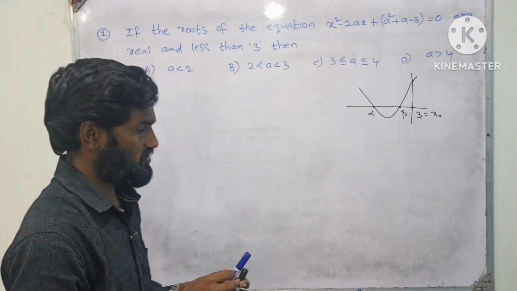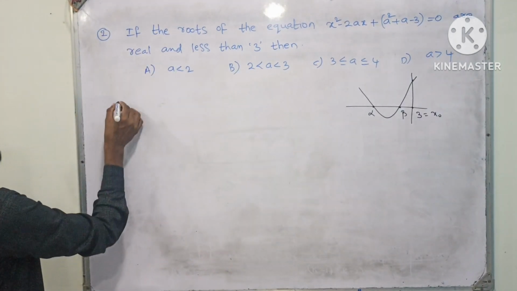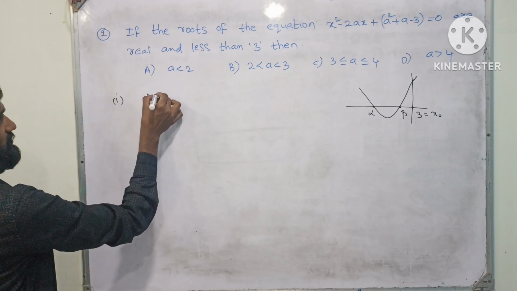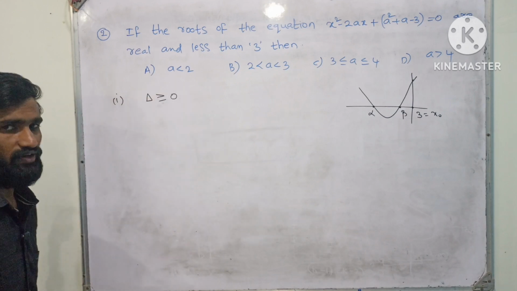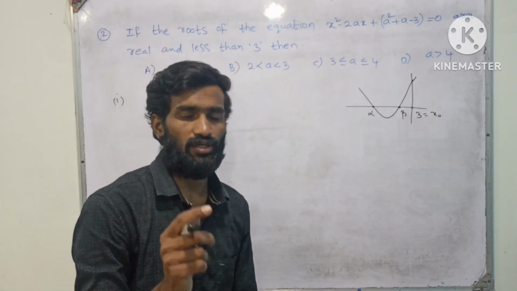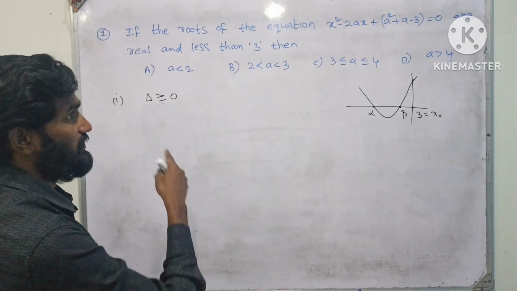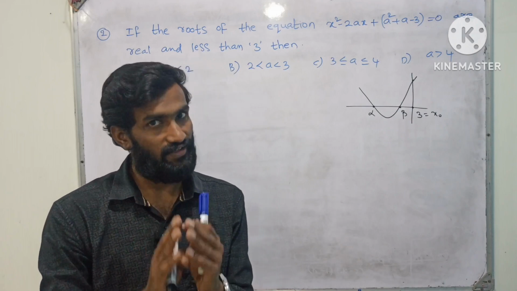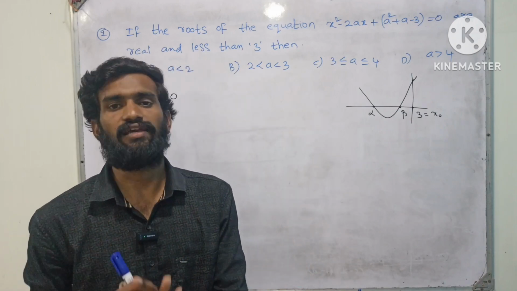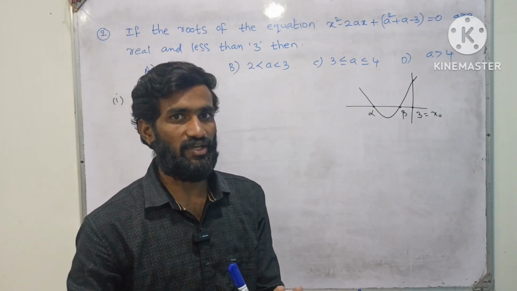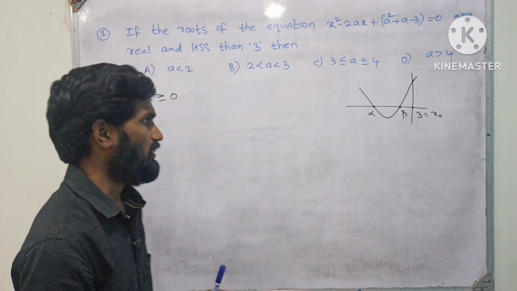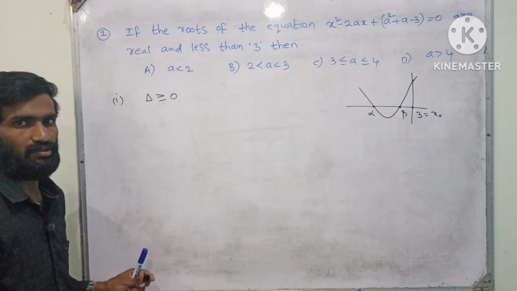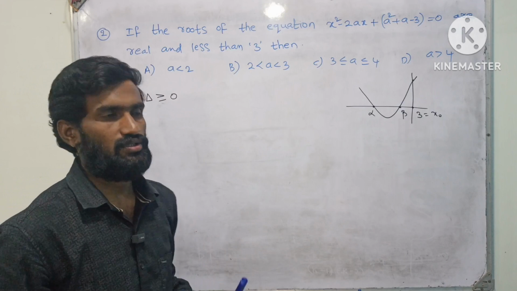What is the first condition in this second case? That is discriminant is greater than or equal to 0. Why are we not considering only greater than 0? Here he is saying that roots are real. He is not saying that roots are real and equal, or real and distinct. He is saying real. Real means either greater than 0 or equal to 0. Therefore, here we are going to consider discriminant greater than or equal to 0.